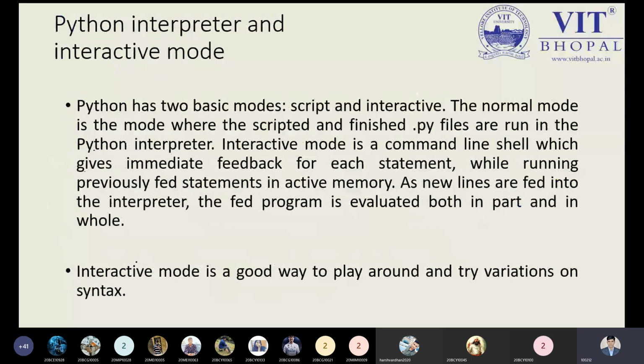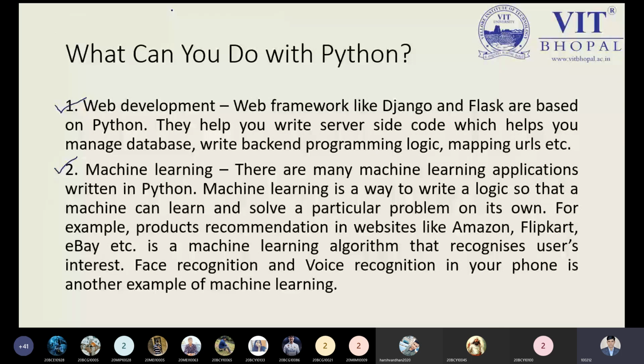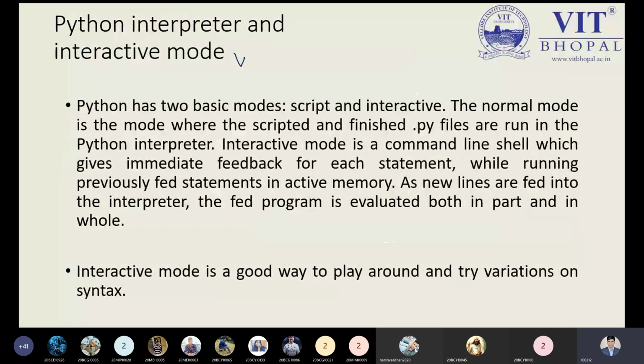Python interpreter and interactive mode. I will explain this part later on, but right now we have this part which is necessary. Python interpreter or interactive mode. Now, can you tell me what is meant by interpreter or interactive mode? In interactive mode, we type the code that we want to type, and in the interpreter, we may see the output. Yes, good.